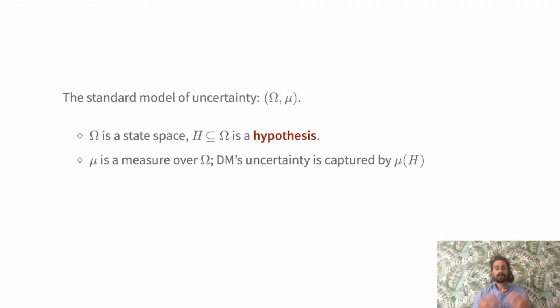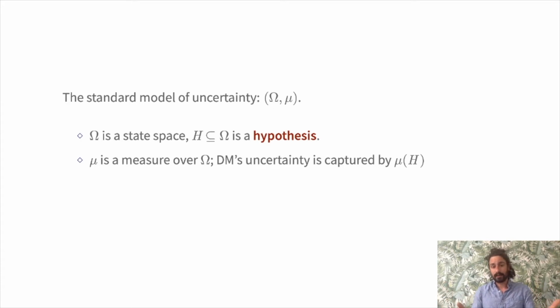So a standard model of uncertainty consists of two things: a state space, which is capital Omega, and a measure over that state space, which I'm going to call mu. And then a hypothesis, some hypothetical event, is just a collection of states. So the hypothesis that it's raining outside is the collection of all states where it's raining outside. And that is a subset of the state space. So mu is a measure over the state space, and it captures the decision maker's uncertainty about the particular hypotheses in the obvious way. The probability that H is true is the probability of the event H.